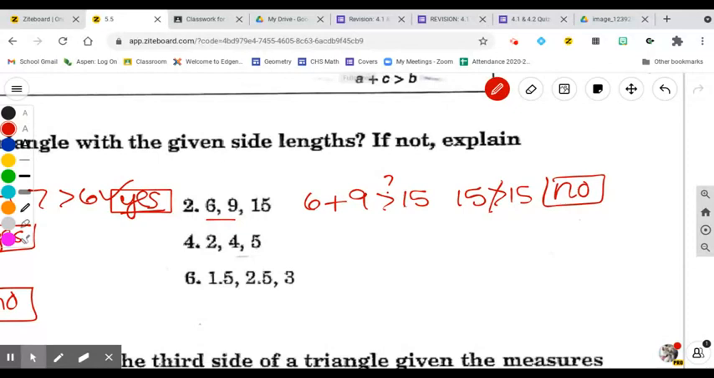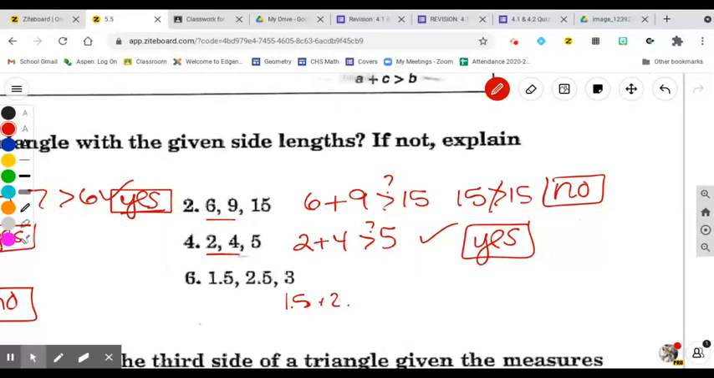Okay. Also, I just want to point out, in these particular examples, the two smaller ones are listed first in the order. That doesn't always happen, just so you know. I think this is just a coincidence that this happened. So this is 2 plus 4. Is that bigger than 5? Yes, it is. 2 plus 4 is 6, and 6 is bigger than 5. So yes, that one would make a triangle. And then lastly, 1.5 plus 2.5, is that bigger than 3? Well, 1.5 plus 2.5 is 4, which is bigger than 3, so we would say yes, it would make a triangle.